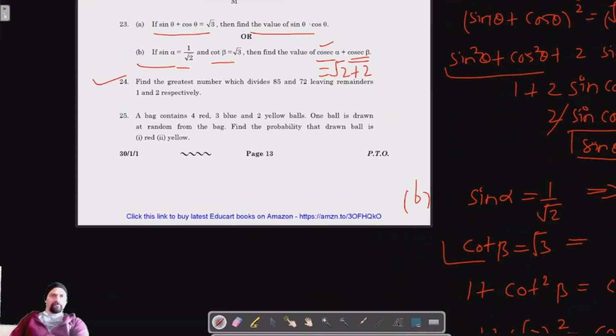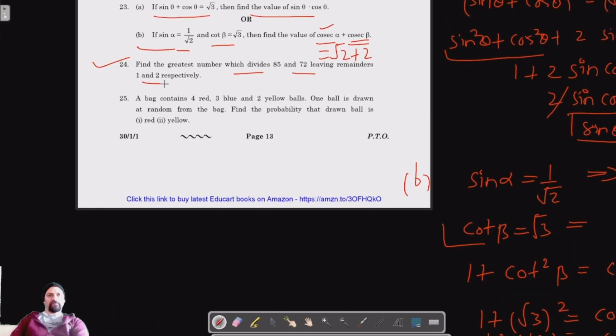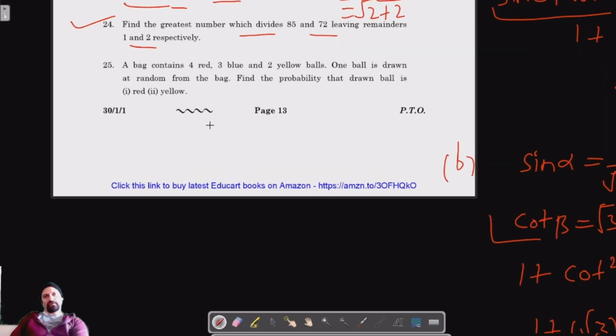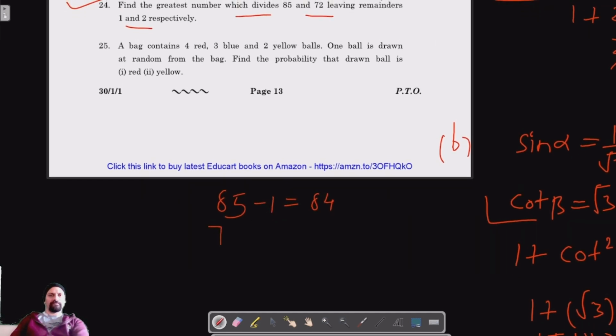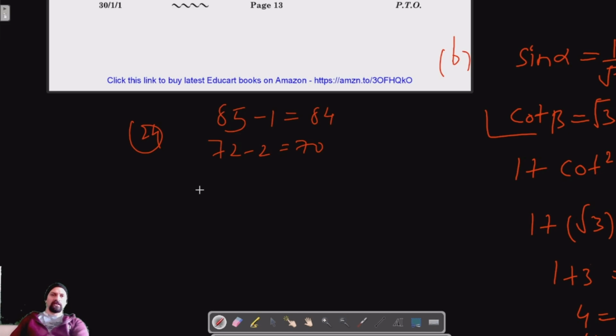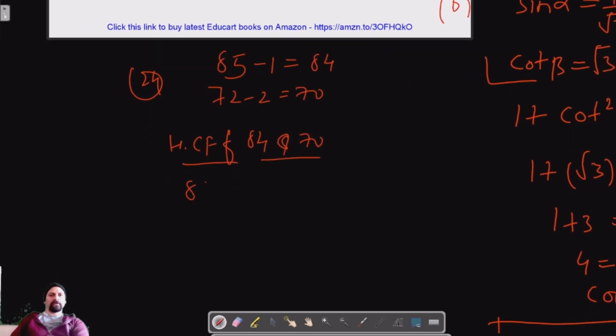For question number 24, we have to find the greatest number which divides 85 and 72, leaving remainders 1 and 2. So 1 and 2 have to be the remainders for 85 and 72. Let's subtract 1 from 85, which is 84, and subtract 2 from 72, which is 70. Now let's find the HCF of 84 and 70, so that we get the greatest number which will divide 84, leaving remainder 1 for 85, and divide 70, leaving remainder 2 for 72.